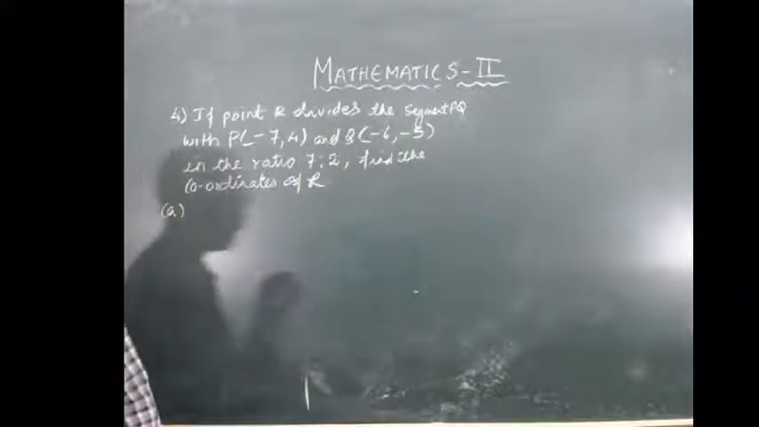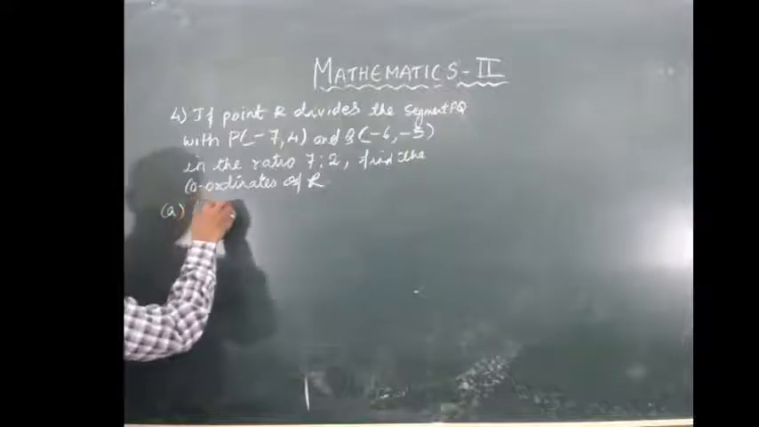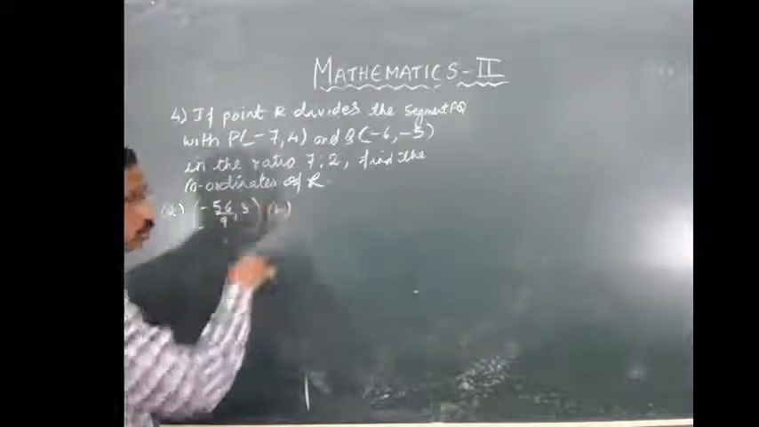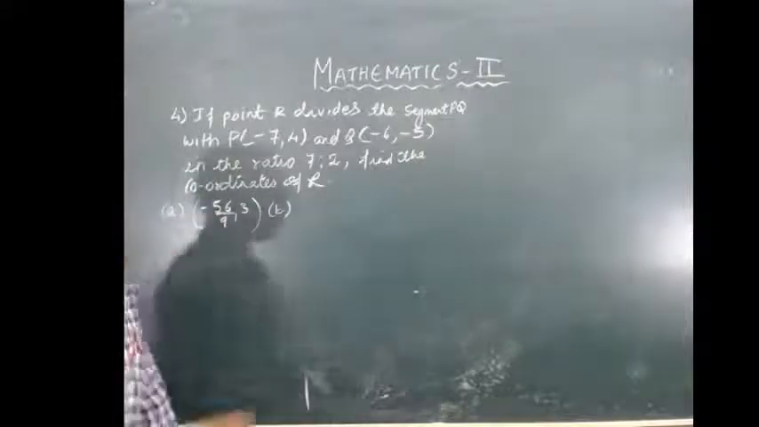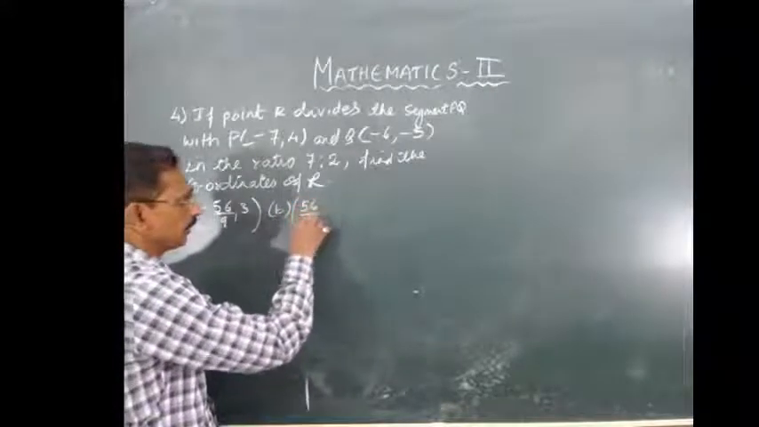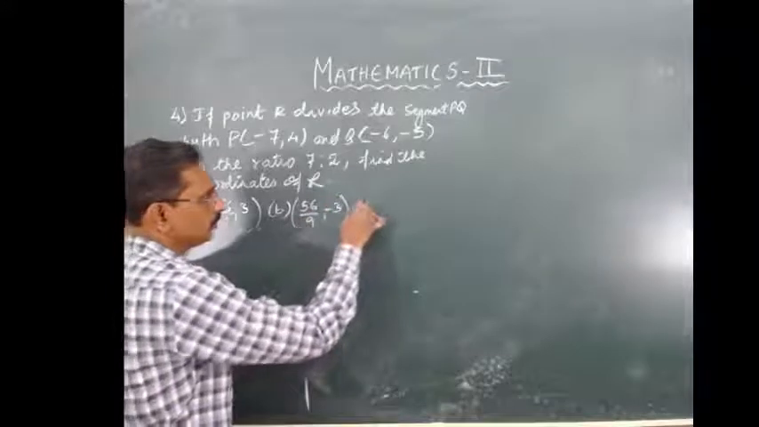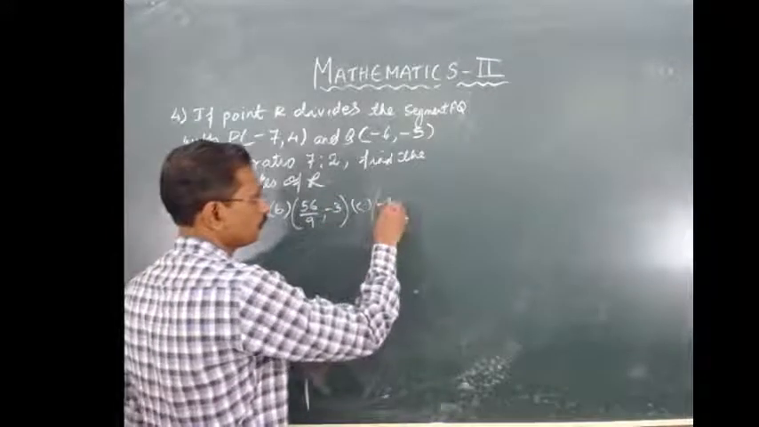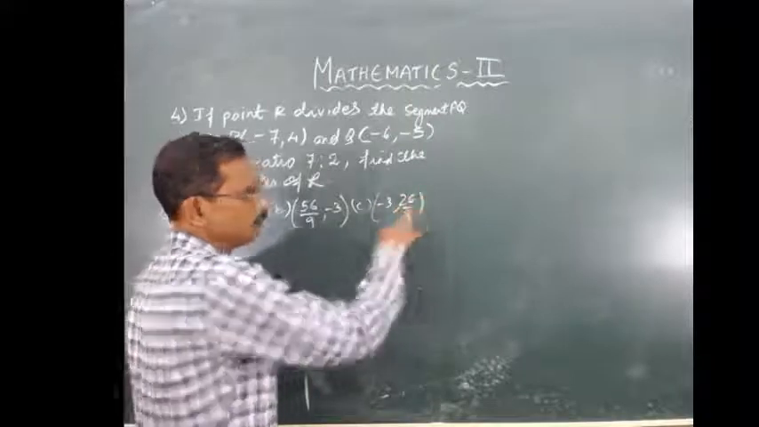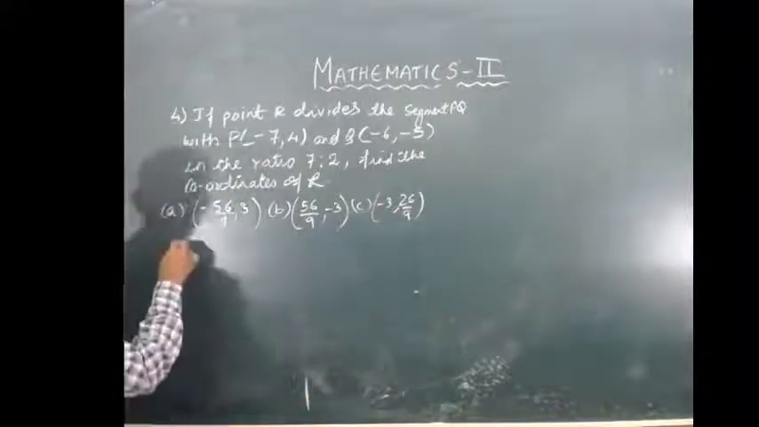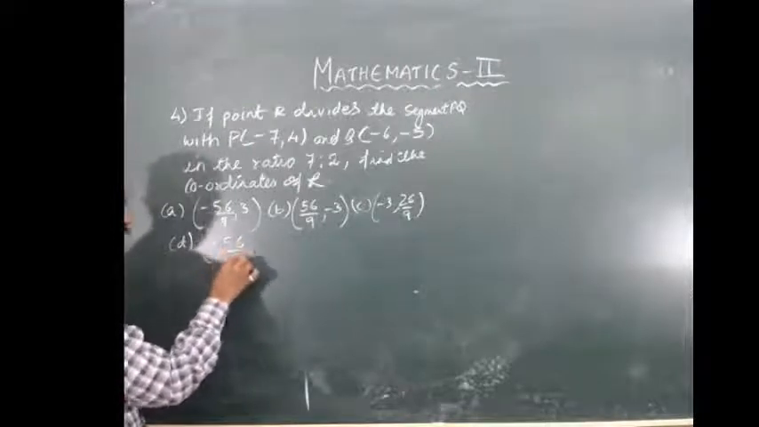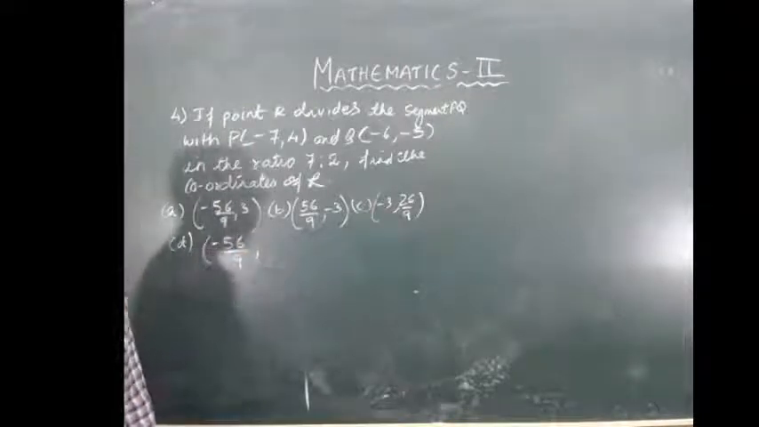Option A is minus 56 upon 9 comma 3. Our options look like a lot of fractions, but let us see. B is 56 upon 9 comma minus 3. C option is minus 3 comma 26 upon 9. And our D option is minus 56 upon 9 comma minus 3.